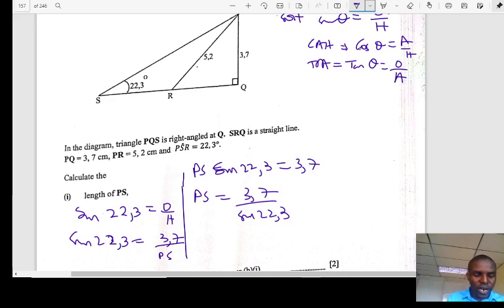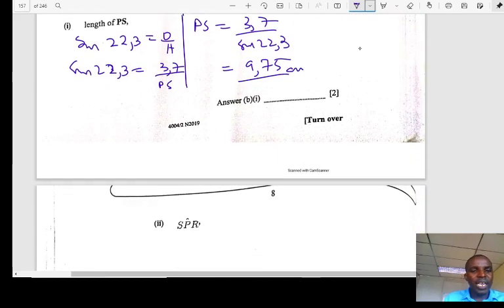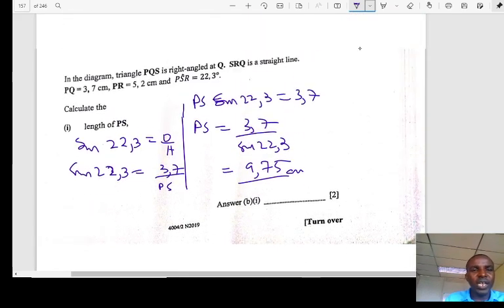So make sure your calculator is in degrees, DEG mode. It's better to press the reset button before starting your exams. So make sure your calculator is in degrees mode. So in this case, you get 9.75 to 3 significant figures. And these are centimeters, right? Units, please. Next, SPR.